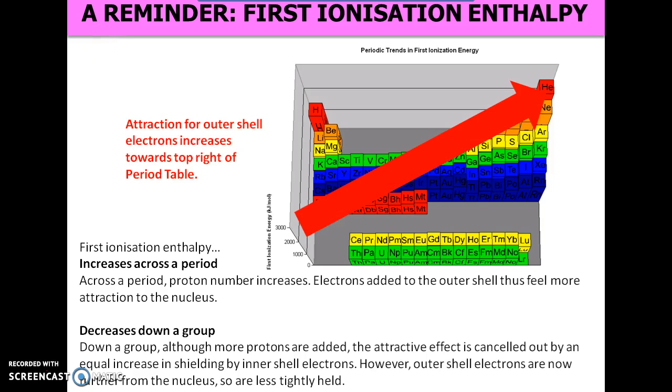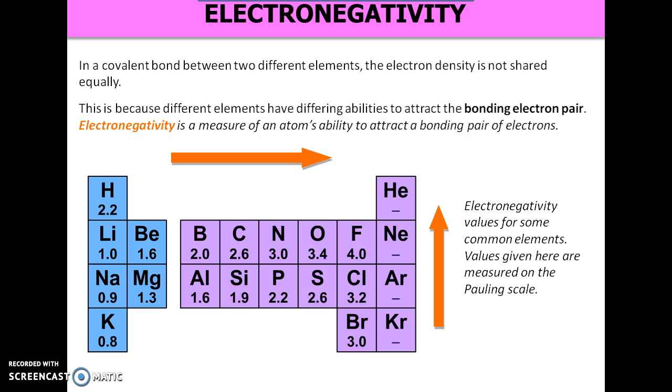So we can essentially say that the trend is, as you go towards the top right of the periodic table, as this nice graphic shows here, the attraction of outer shell electrons increases. Now why is this important? Well, it's important when we think about covalent bonds. And this is where this concept of electronegativity comes in, and essentially it's exactly the same thing as ionization enthalpy.